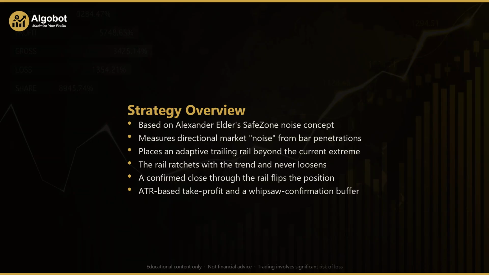That rail is designed to sit close enough to catch a genuine reversal, yet loose enough to ride through ordinary chop. Importantly, the rail only ratchets in the direction of the trend. In an uptrend, it can move up, but never down. In a downtrend, it can move down, but never up. When price finally closes through the rail by a confirmation margin, the strategy treats that as a regime change, closes the current position, and opens one in the opposite direction. This makes it an always-in-the-market reversal system. It may appeal to traders who are studying volatility-adaptive trailing stops rather than fixed-distance stops. As always, this is educational information, not financial advice, and trading always carries the risk of loss.